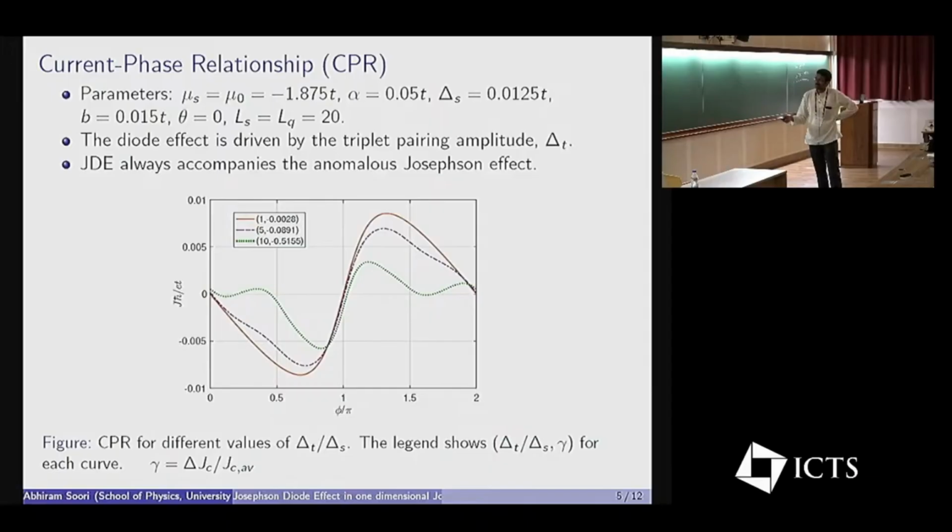So it's basically defined as the difference between the critical currents in the two directions divided by the average of the critical currents. You can see that for this green dotted line, the Josephson diode effect is maximum. That is the maximum and the minimum in the current phase relationship. They are much different in magnitude.